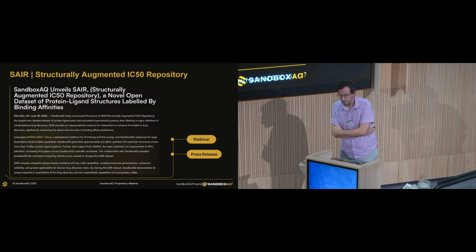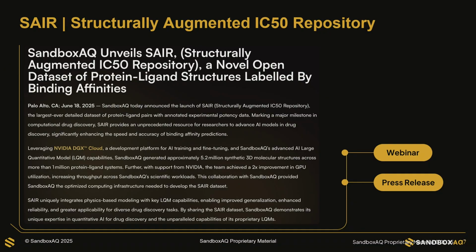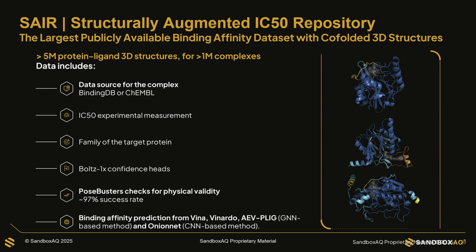Another example: I mentioned that data was a big bottleneck. Recently we decided to release some of the data that we've computed. You can now find it on Hugging Face. This is a repository where we're trying to connect some of the dots between biology. So IC50 has to do with how potent a drug is.